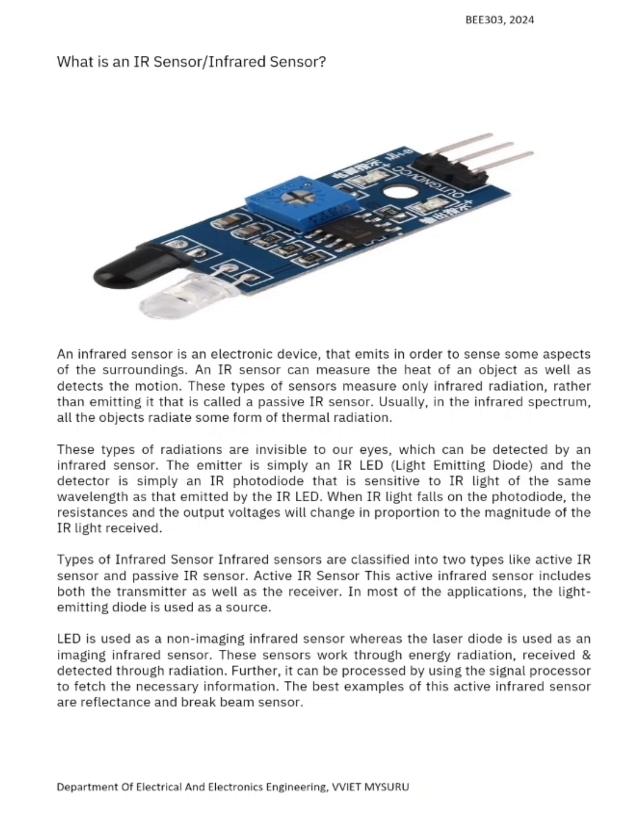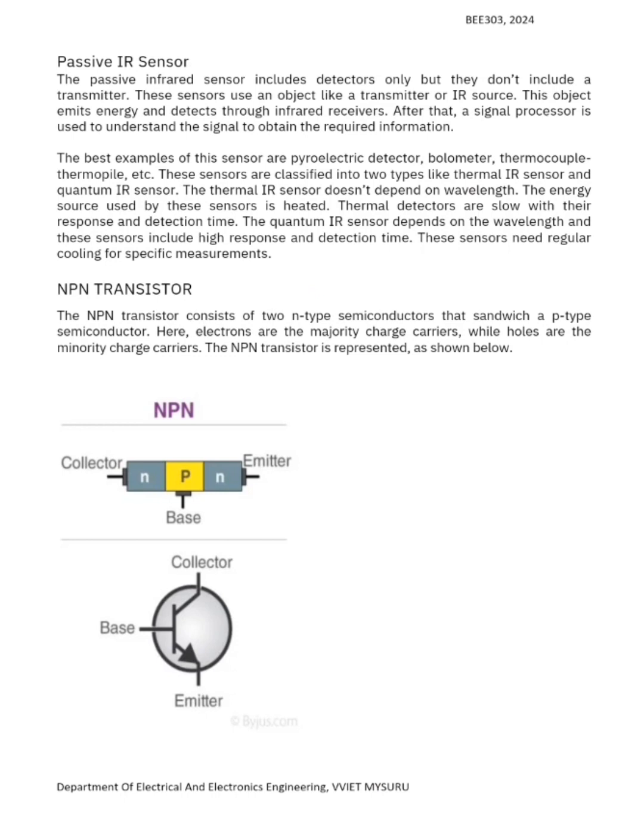The types of infrared sensor. Infrared sensors are classified into two types: active IR sensor and passive IR sensor. An LED is used as a non-imaging infrared sensor, whereas the laser diode is used as an imaging infrared sensor. This sensor works through every radiation received and detected through radiation. Further, it can be processed by using the signal processor to fetch the necessary information.